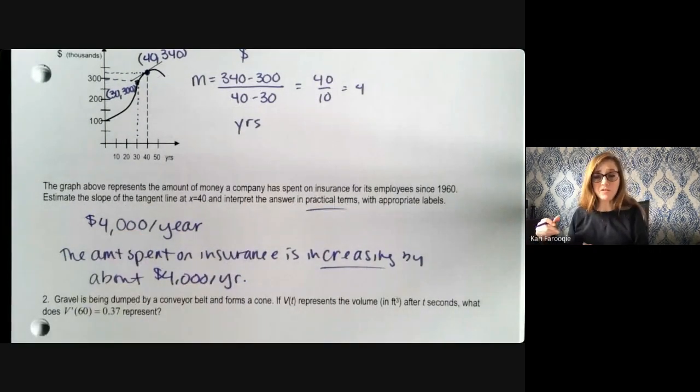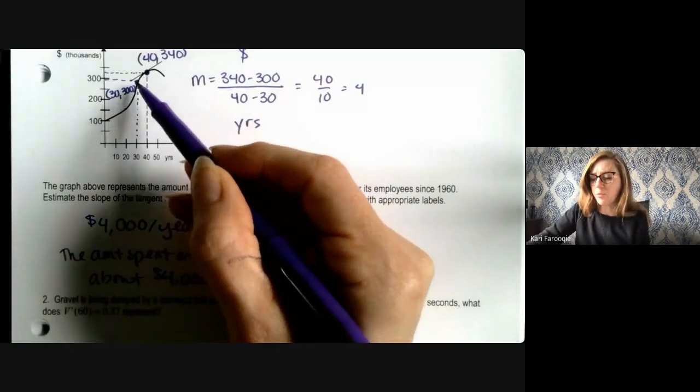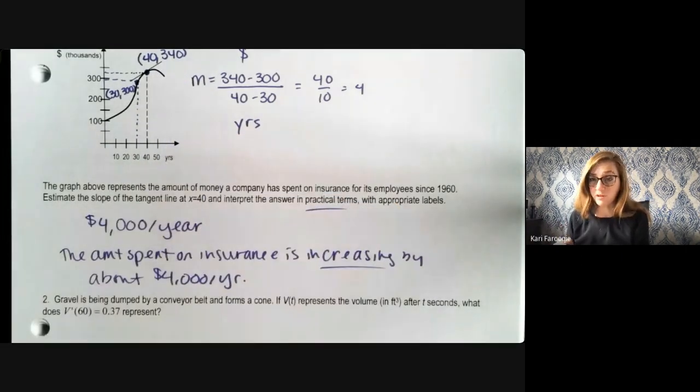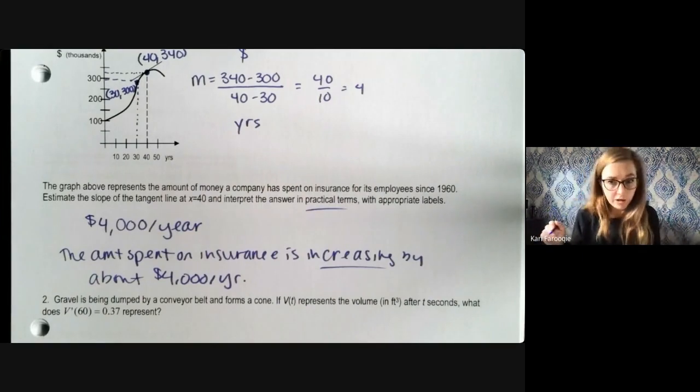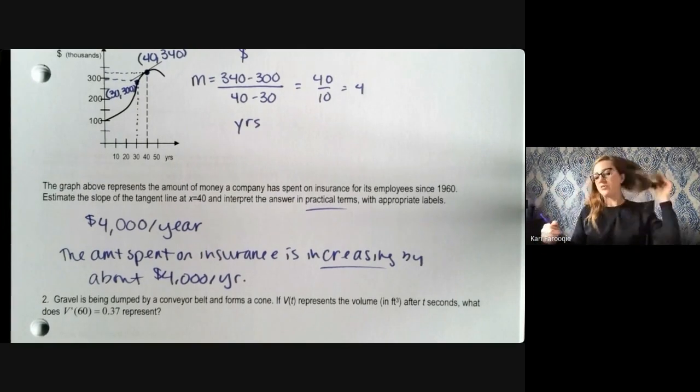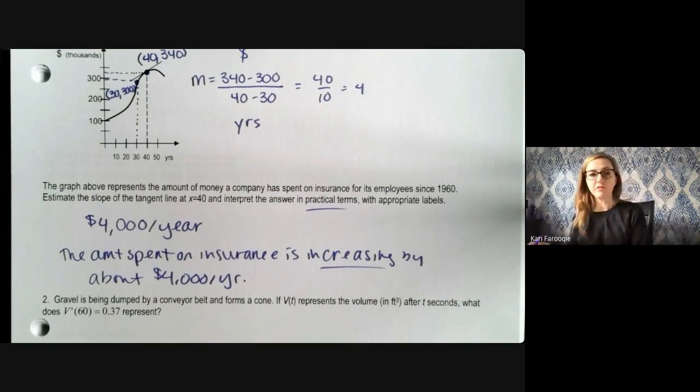Now it's increasing because it's a positive value. So if we ended up getting a negative slope, then we would say that the value is decreasing. But you can see that this graph is heading upwards, it's increasing. Apparently though, at some point it's going to start to decrease. I don't know why it would start to decrease, but for some reason the company would need to spend less money on insurance for its employees. All right, so that's how we would interpret something like this in practical terms.